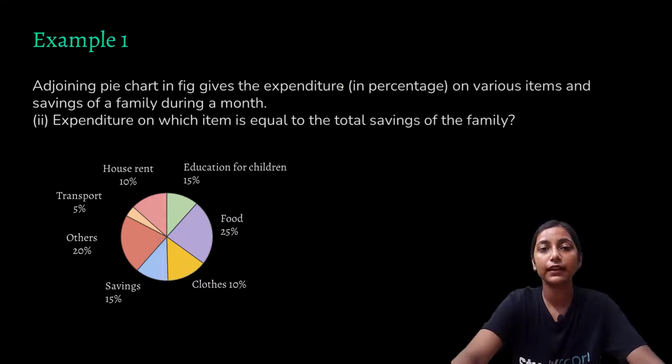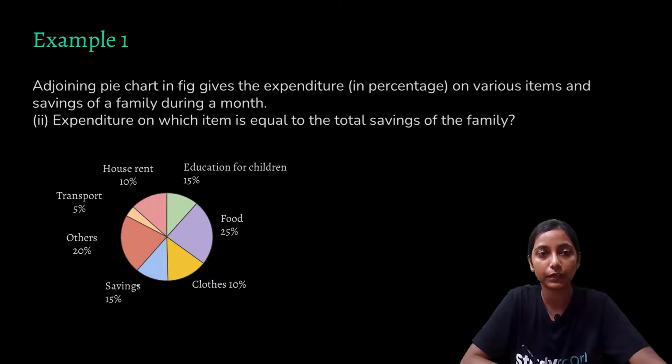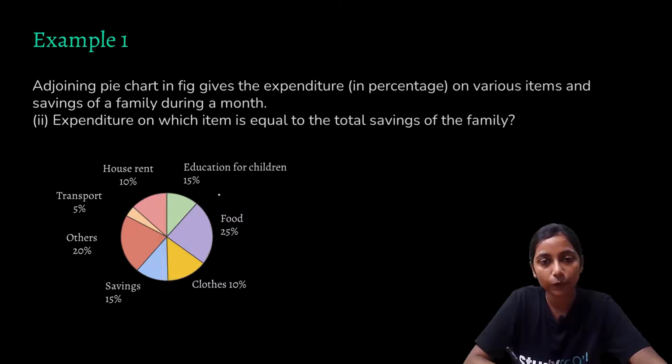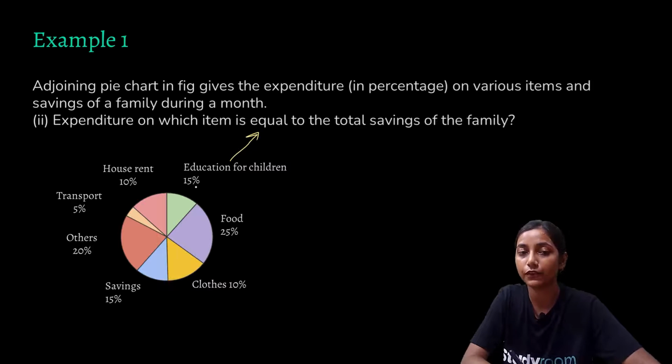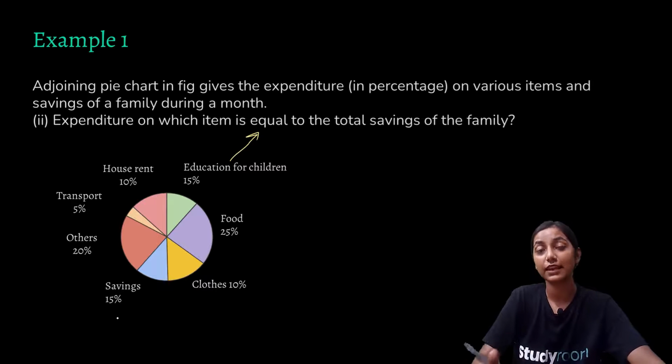Second part is expenditure on which item is equal to the total savings of the family. So the total savings is given by this. It is 15%. Total savings is 15%. Now, which is the other item on which 15% of the expenditure is done? Education for children. So the answer for this will be education for children, because it is also 15%, which is the same as the total savings of the family.